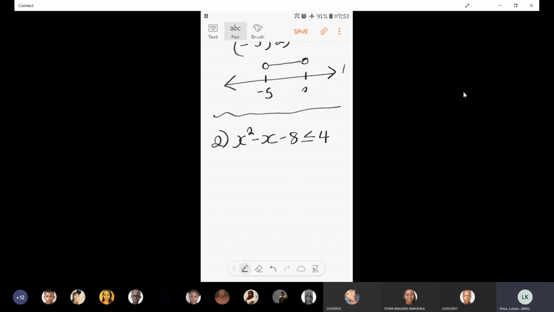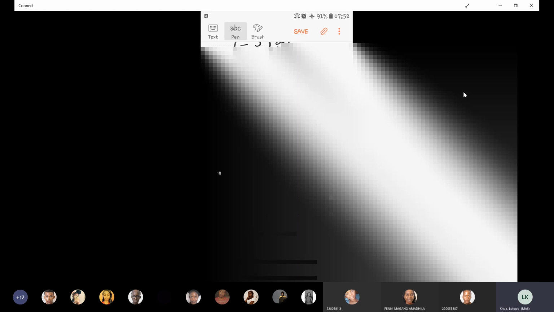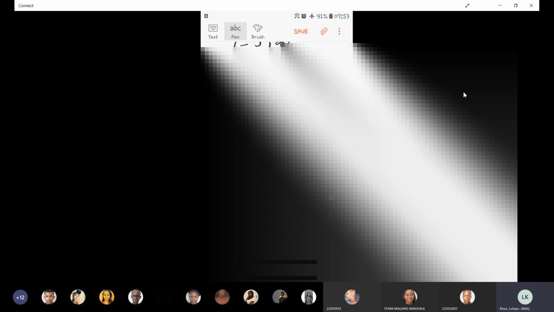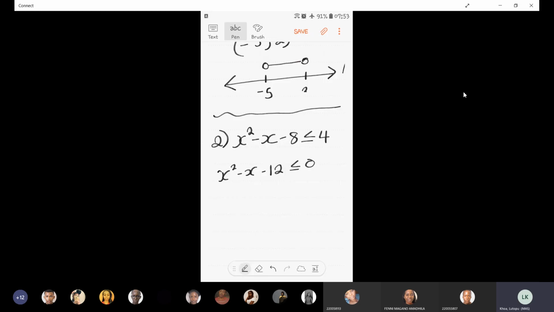But first, I will have to rewrite it with everything on one side and 0 on the other side. So when I subtract 4 on both sides, I'll get minus 12 less than or equal to 0. And notice that the sign does not change direction when I subtract 4 on both sides. The sign only changes direction when I multiply or divide by a negative number.